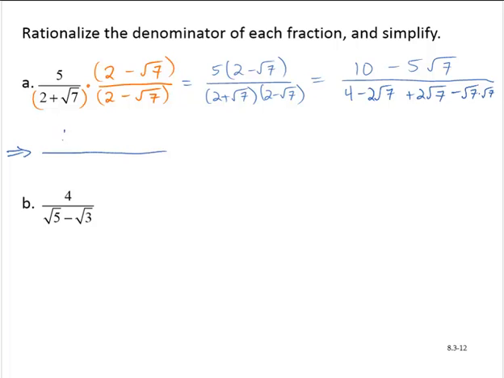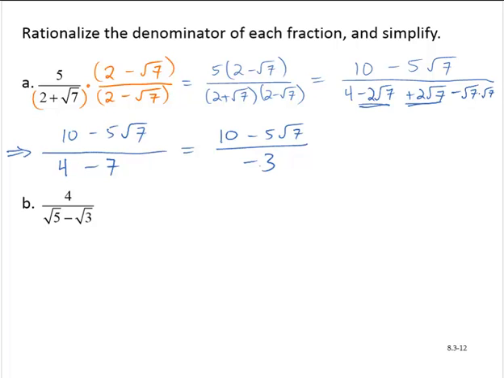So this would give me 10 minus 5 times the square root of 7. And remember, in these expressions, we have those like terms, and those like terms add up to 0. So in the denominator, I have 4 minus 7. So this gives us 10 minus 5 times the square root of 7 over negative 3.